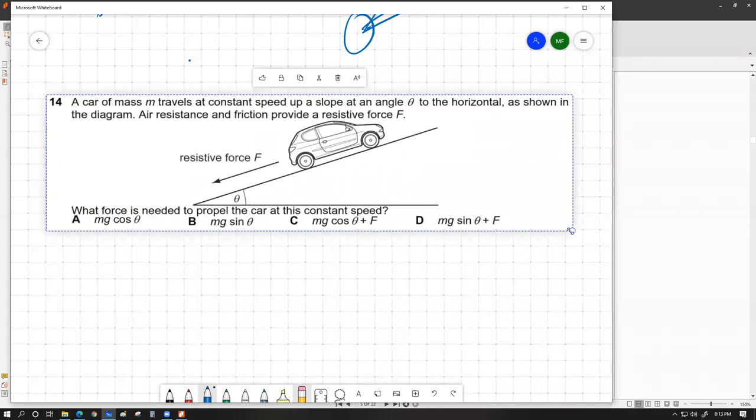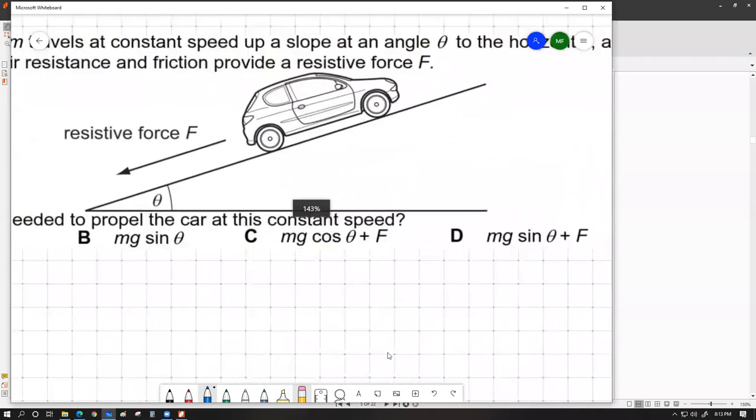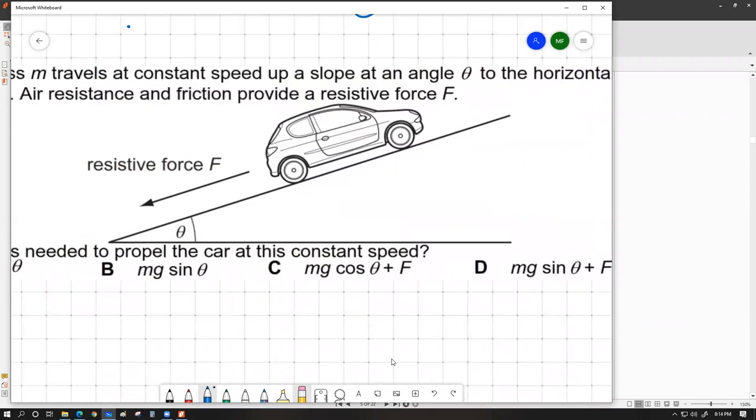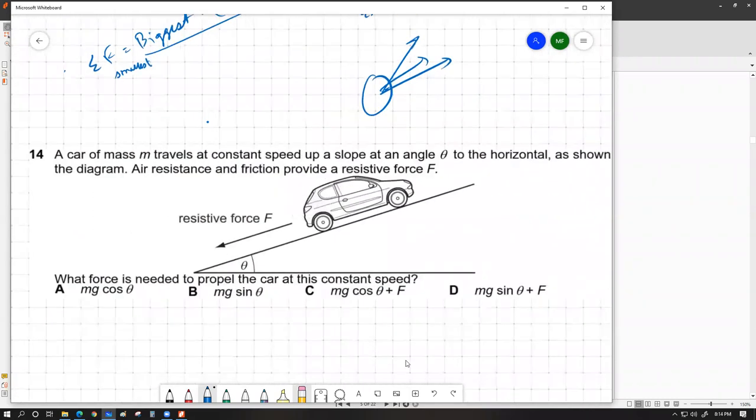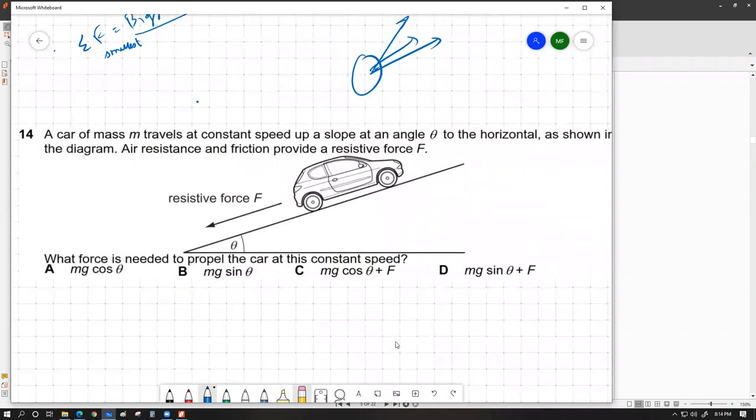So I'm making this figure pretty large. I might as well zoom in a little bit. Have a look. The question says, let's read the question. A car of mass M travels at a constant speed. Important information. Constant speed. Very important information.